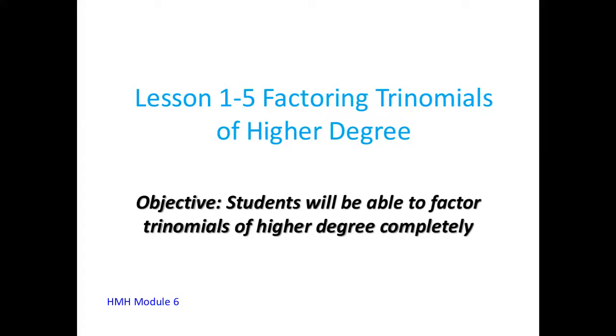So for trinomials, we have the prefix tri. Tri tells you 3. So you're going to have 3 terms today, like 3x squared minus 5x plus 2. That's 3 terms: 1, 2, 3. So it makes it a trinomial. Yesterday we were looking at binomials. Today we're looking at trinomials.